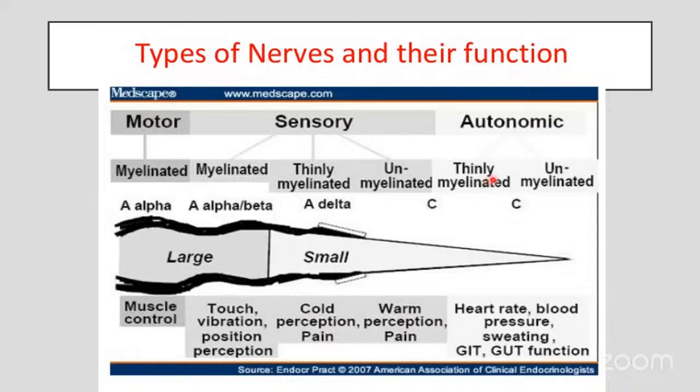Unmyelinated fibers of the sensory nerves carry the warm perception and the slow pain. Autonomic fibers can be thinly myelinated or unmyelinated. They carry autonomic signals for heart rate, blood pressure, sweating, GIT, and GUT.